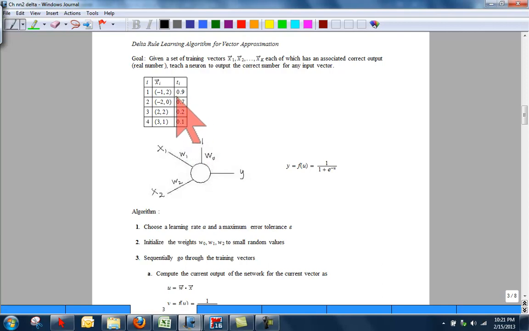I want to train the network so that when it sees the vector -1, 2, it outputs a 0.9. When it sees -2, 0, it outputs a 0.7, and so on. And then I have in mind that I'll come along with a new vector, 1, 1, for example, and okay, what is the appropriate output for a new vector that hasn't been learned?